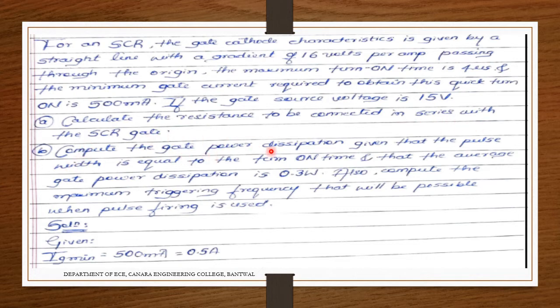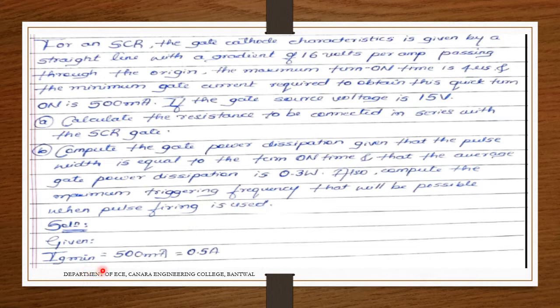B, compute the gate power dissipation given that the pulse width is equal to the turn on time and that the average gate power dissipation is 0.3 watts. Also, compute the maximum triggering frequency that will be possible when pulse firing is used. So first, the resistance to be connected in series with the SCR gate, and we also have to compute the gate power dissipation, if the average power dissipation is 0.3 watts, and calculate the maximum triggering frequency that is possible when pulse firing is used.